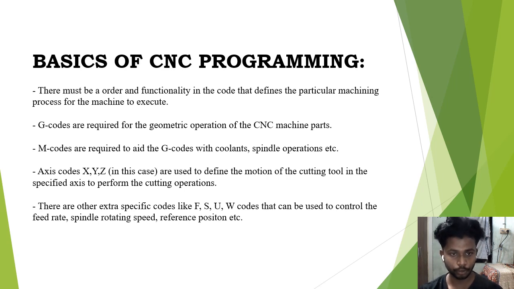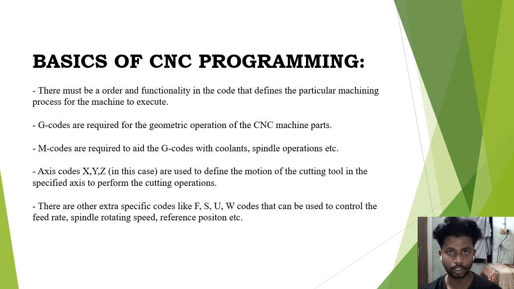G codes are required for the geometric operation of CNC machine parts, as we already saw. G codes are used to determine the motion of the axis, the motion of the cutting tool, etc. M codes are used to aid the G codes, like coolant oil on or off, starting and stopping of the rotation of the spindle, at which speed it should rotate, etc. These are controlled by the M codes.